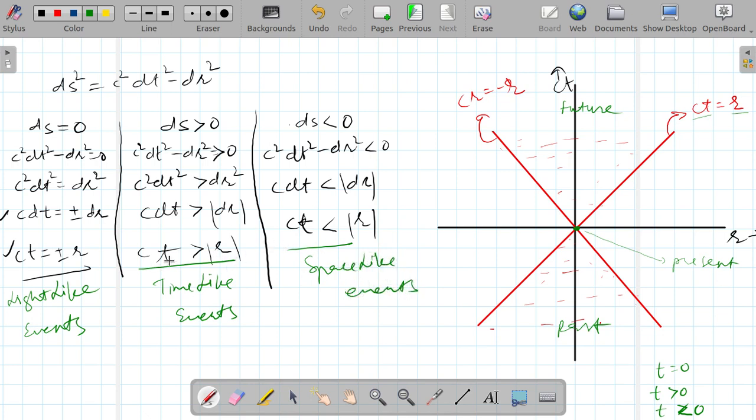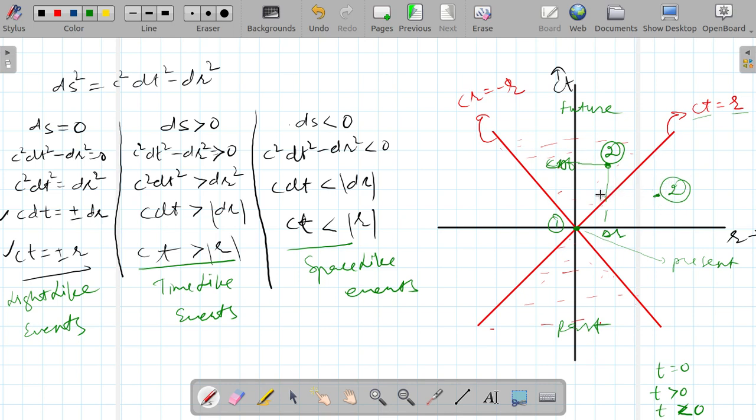If I look at it, ct is greater than r. If I am considering an event at this point, c delta t is greater than delta r. So this is basically a time-like event. I am considering one event here and two events here inside the cone, and there is another event which is occurring in the space-like region, meaning outside the cone.